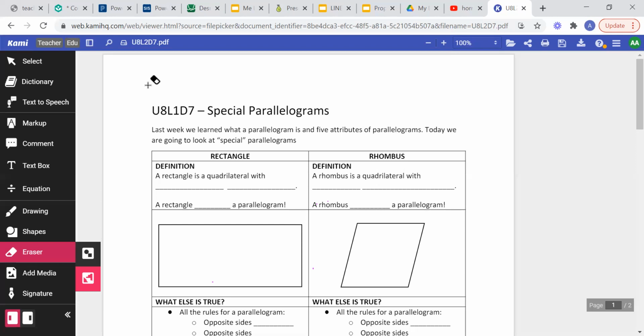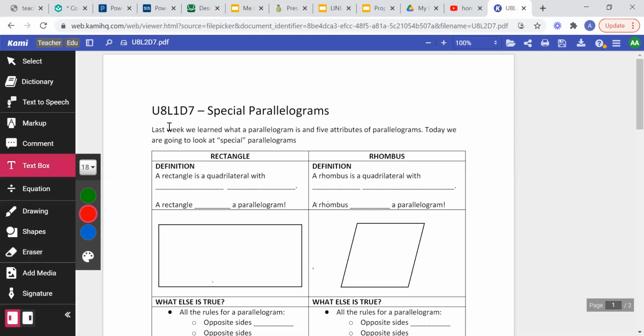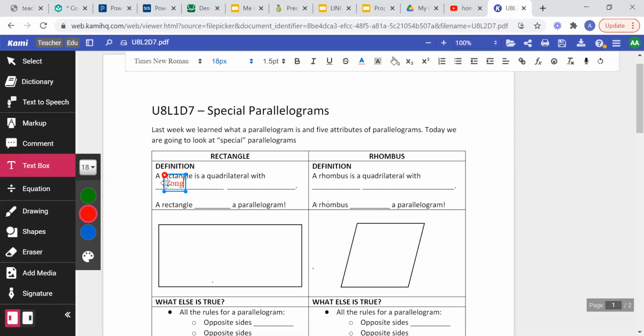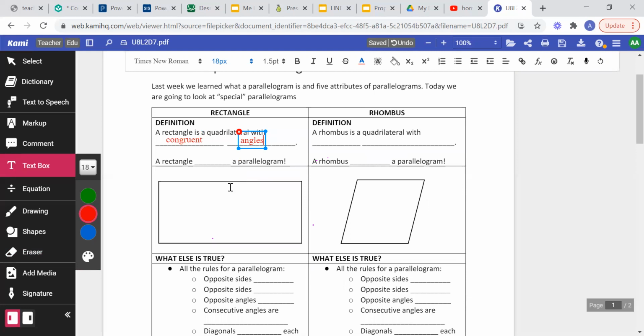So today we're going to first of all study a special parallelogram called a rectangle. So we said that a rectangle is a quadrilateral with congruent angles. In a rectangle, each of the angles is 90 degrees, so the angles are congruent. So since the angles are congruent, we can say that a rectangle is also a parallelogram.